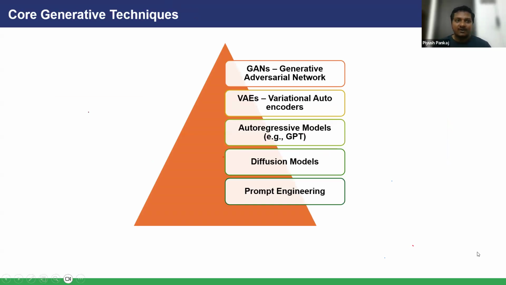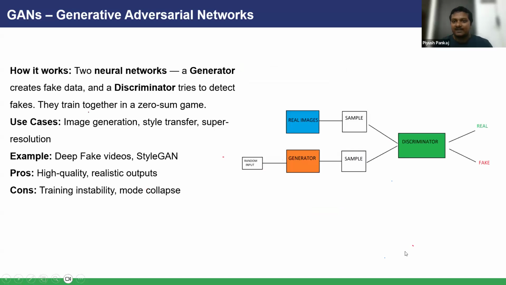Now, what are the core techniques over here? We have GANs, that is generative adversarial networks, variational autoencoders, autoregressive models, and mostly you are using autoregressive models nowadays. Then we have diffusion models and prompt engineering, the new concept. Not new, but as of now, in this particular era, it's new.